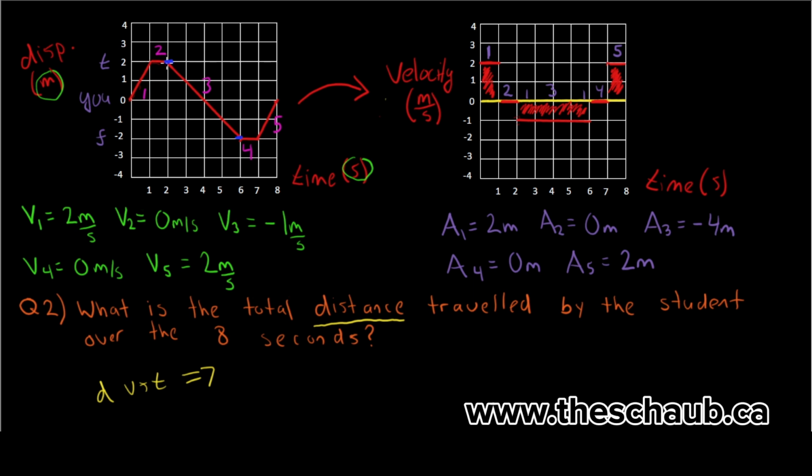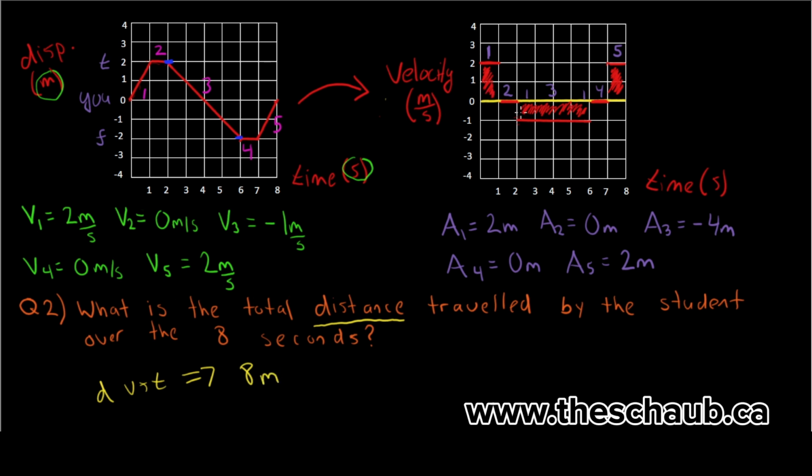Then they don't travel any meters. Then they travel minus 4 meters. But when we're calculating distance, direction doesn't matter. So this is just 4 more meters that the student traveled. So now in total, the student travels 2 meters plus another 4, which makes 6. Then to get back to the desk, they travel another 2, making a total of 8 meters traveled.